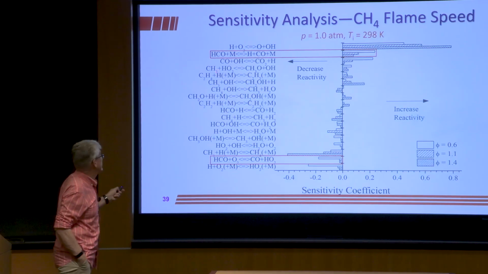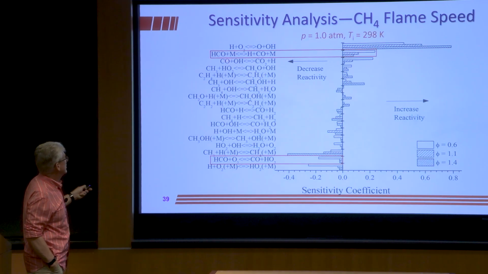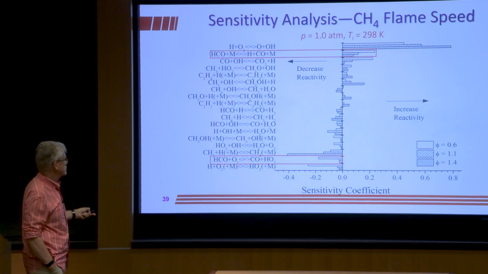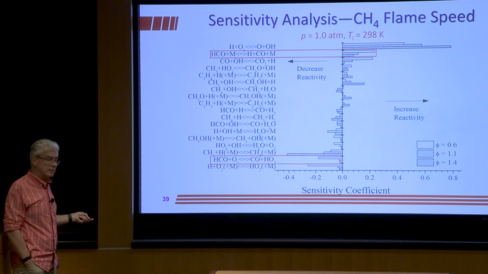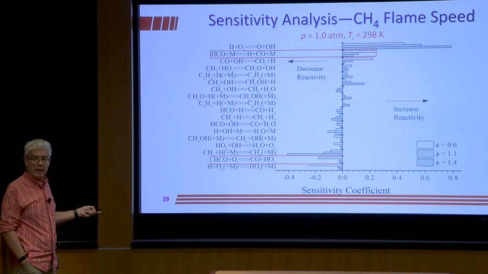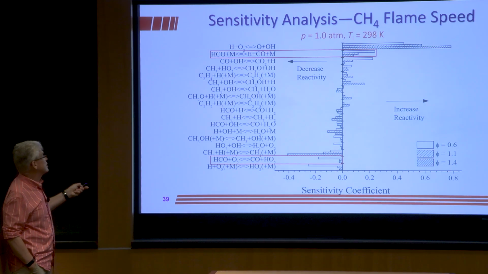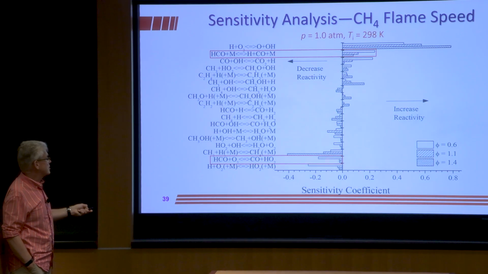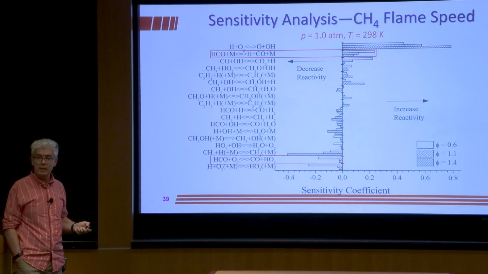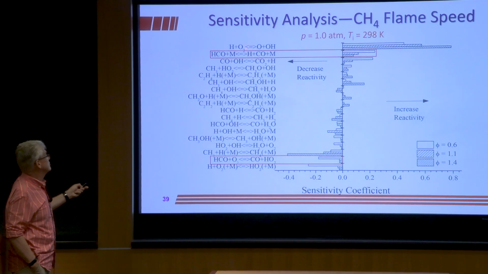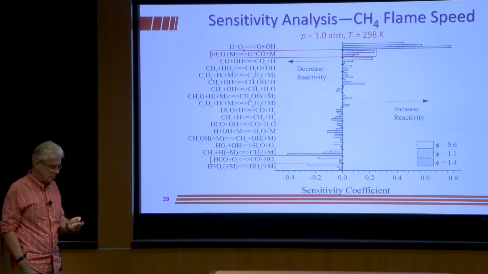But two reactions here that are really important are the one where HCO reacts to give H atom, which enhances reactivity, and then if HCO reacts with O2, it doesn't give H atom, it gives CO plus HO2. And so that inhibits reactivity, right? So the one producing H atom enhances, and the one competing with it that doesn't reduces reactivity. Why? Because the H atom that's produced here would then react with O2 to give O plus OH, right?